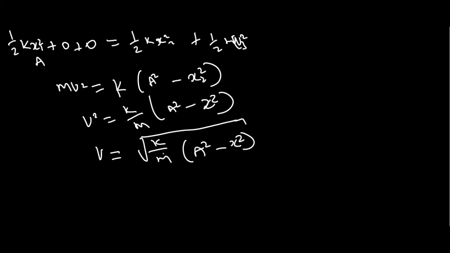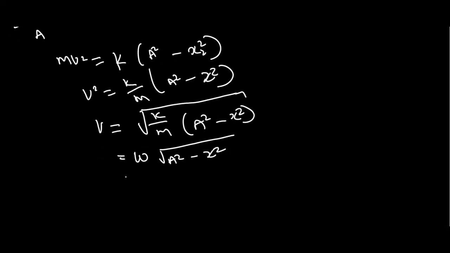So you know this is the angular velocity, so you can even write v equals the angular velocity times the root of a squared minus x squared. From this part now we can substitute. So we're going to say this was our 14 root 5, times the root of our amplitude, which is 0.1 squared minus 0.